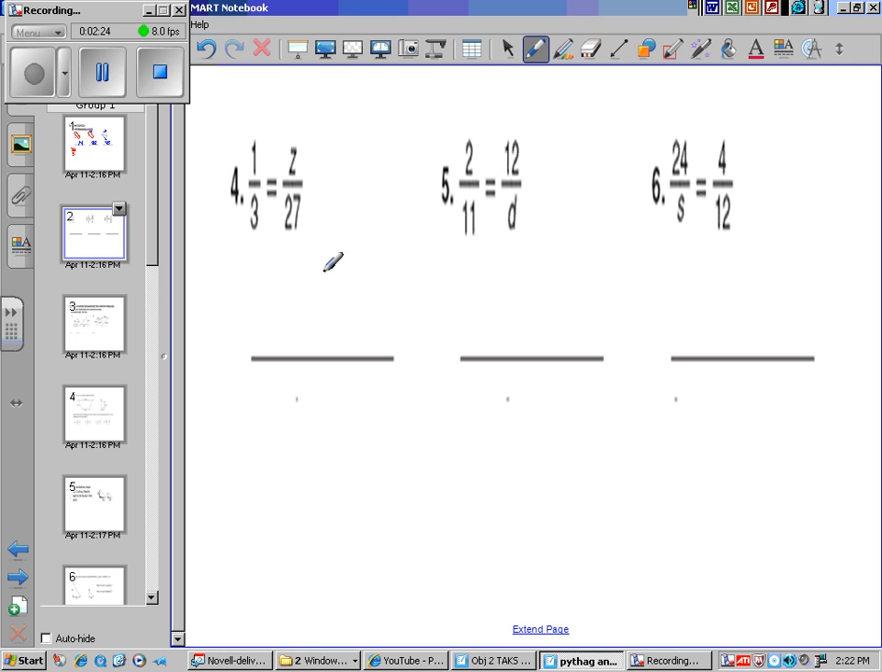On the next one, same thing here. You should have figured out what do you have to do to 3 to get to 27. You would multiply by 9. Well, up here, 1 times 9 is 9. Right here, what do you have to do to 2 to get to 12? Multiply it by 6. So I would go here, 11 times 6 gives me D. So my answer here is 66.